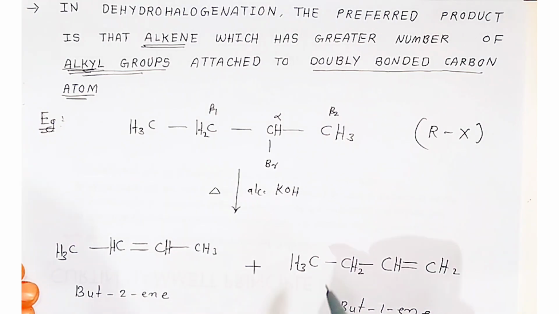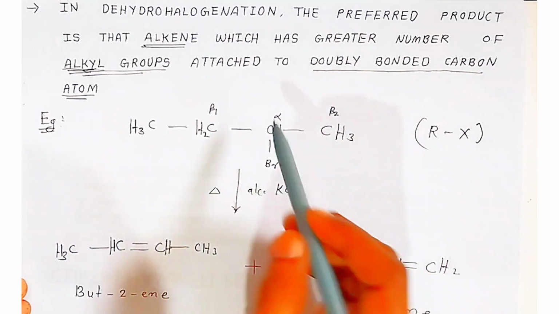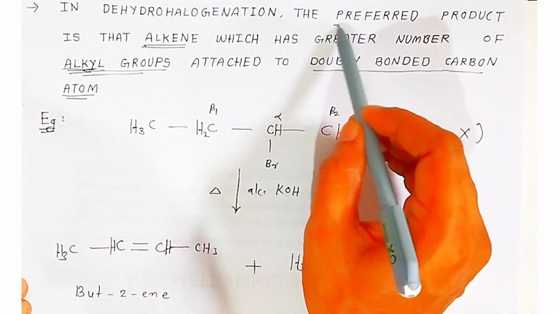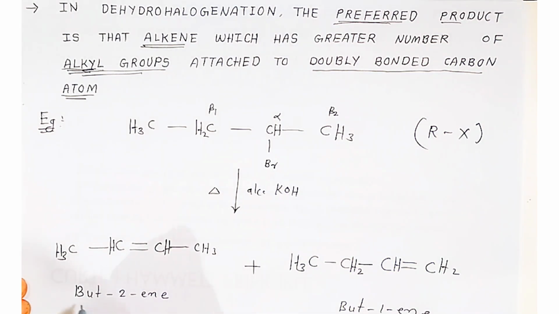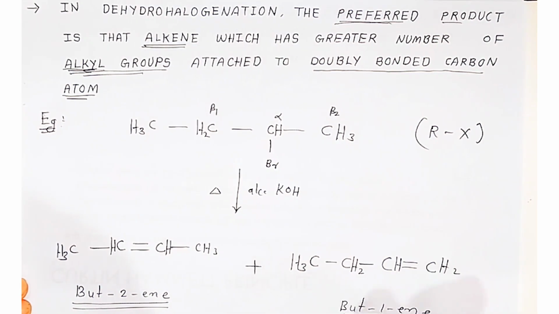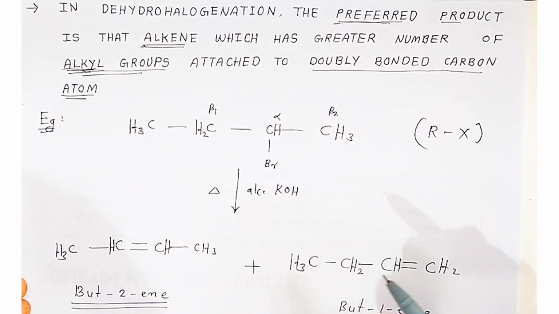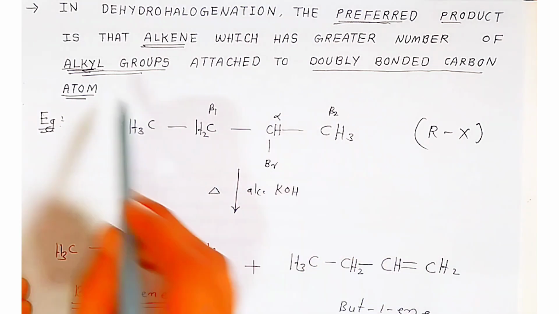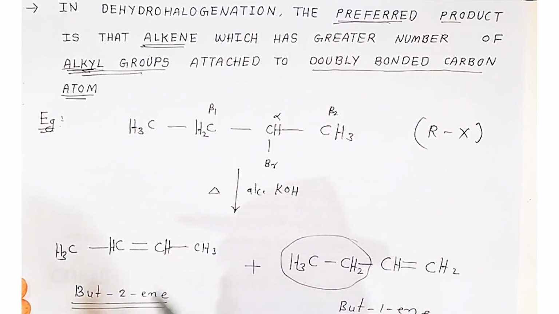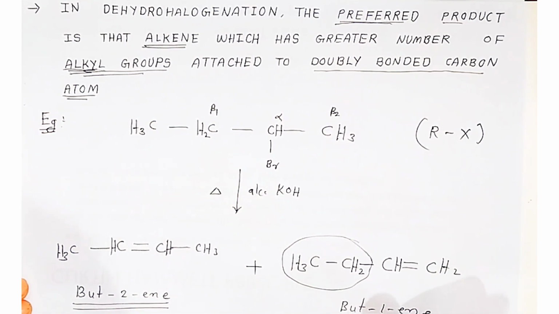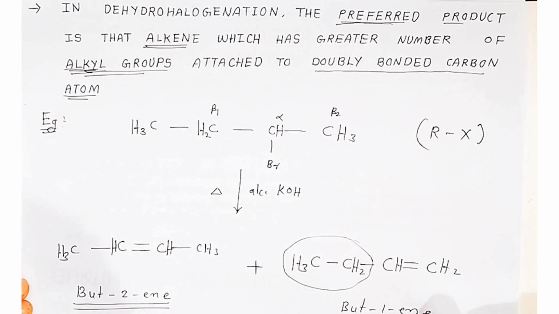Okay, students. So now which product will be the major product? Here we are going to get two products, but-2-ene and but-1-ene. Which product will be the major product and which is the minor product? Now, students, between this double bond you have only an ethyl. Understanding, students? Here we are talking about alkyl groups. Only one alkyl group is attached here. So this will be the minor product, students.